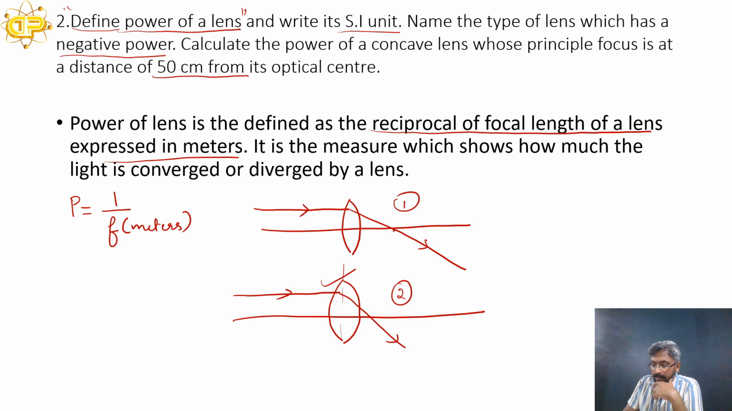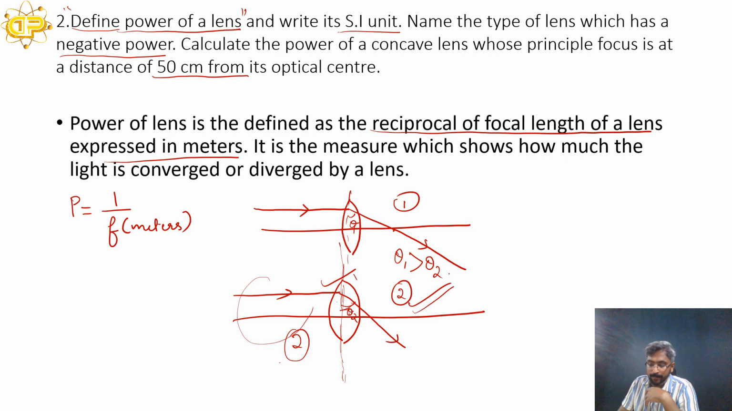That means if this is an angle with this particular axis, you can see that this angle is lesser. If this is theta 2 and this is theta 1, you can see that theta 1 is greater than theta 2. That means what? It converges more, it bends more. The second lens bends more. That means the converging power of this particular lens is more.